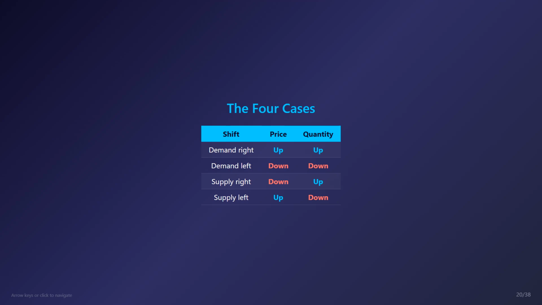Demand right, price up, quantity up. Demand left, price down, quantity down. Supply right, price down, quantity up. Supply left, price up, quantity down.